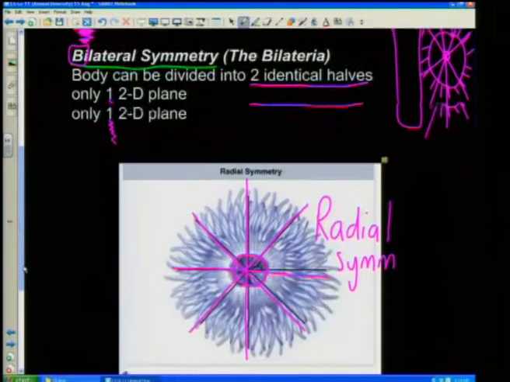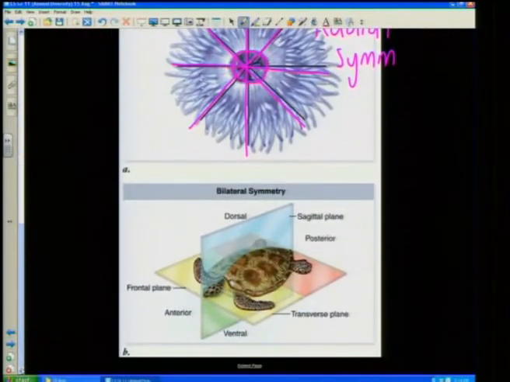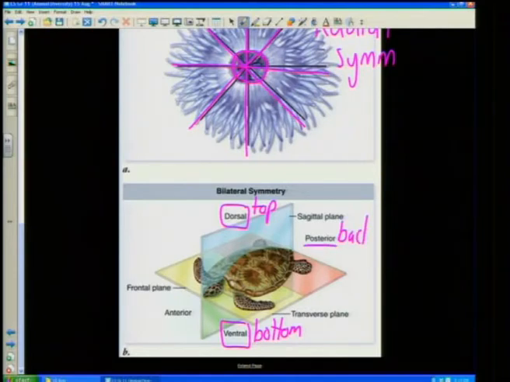Now, if we look at the bilateral symmetrical one, there's a diagram of this animal, a little tortoise, I think, or little turtle. If you look at the words dorsal, ventral, what does dorsal mean? It means there's a definite top, there's a definite bottom. There's a posterior, which is the back part, and there is an anterior, which is the front. I think these words are very important that you remember: dorsal, ventral, anterior, posterior.